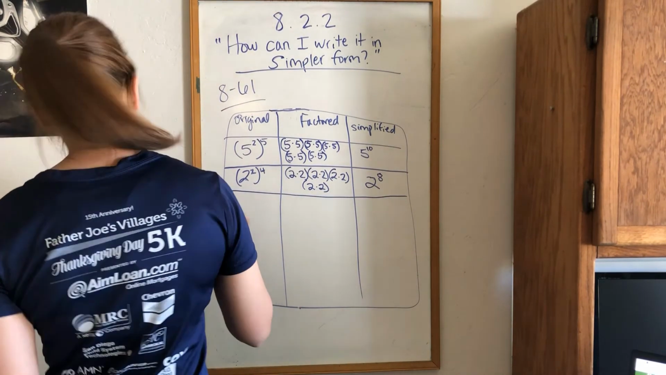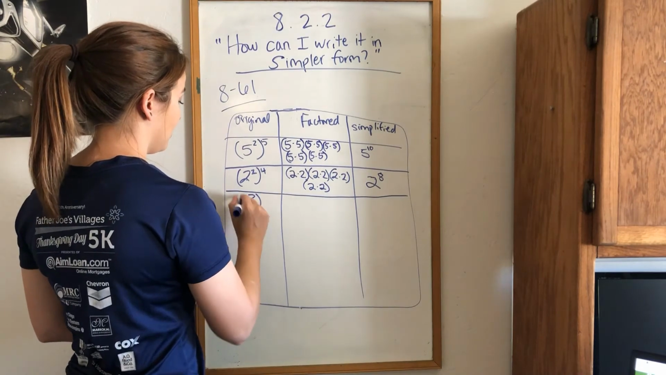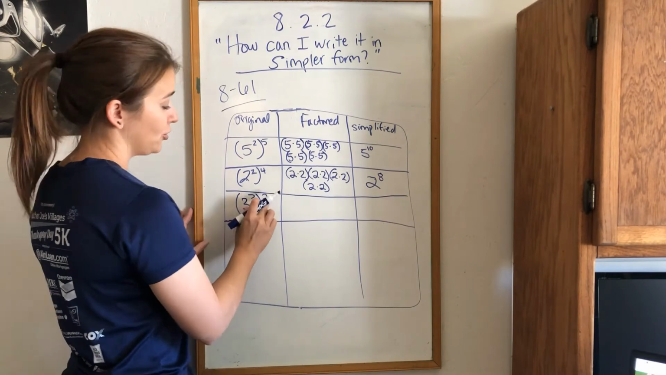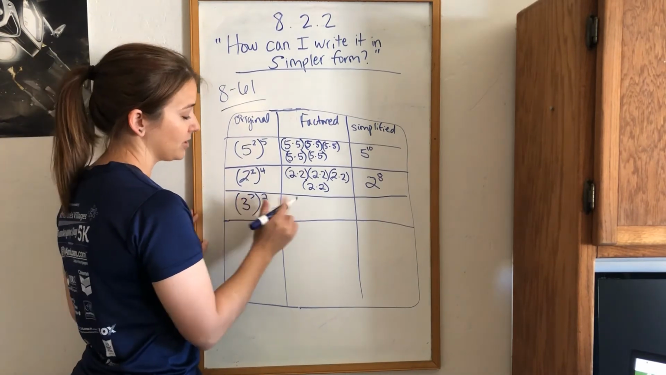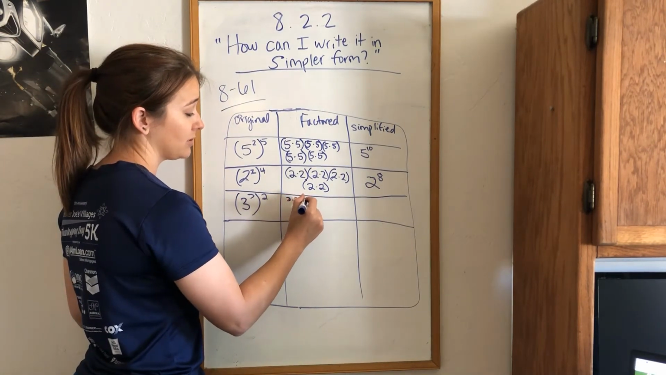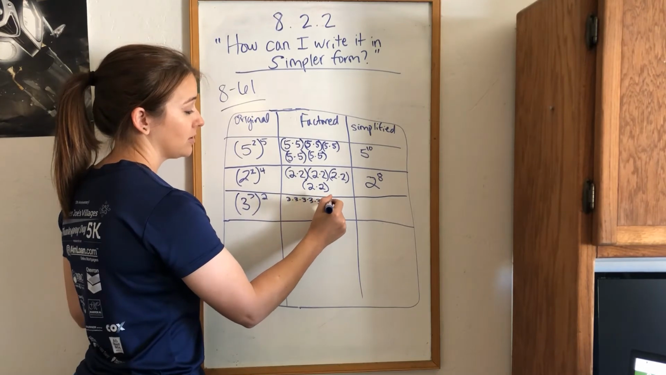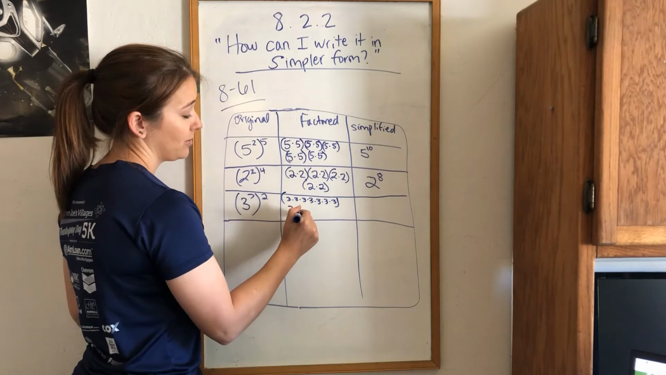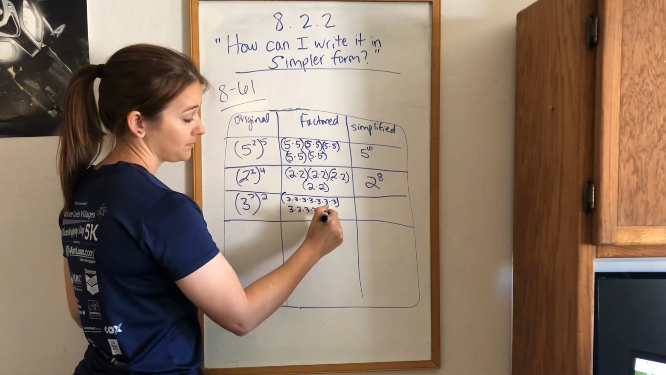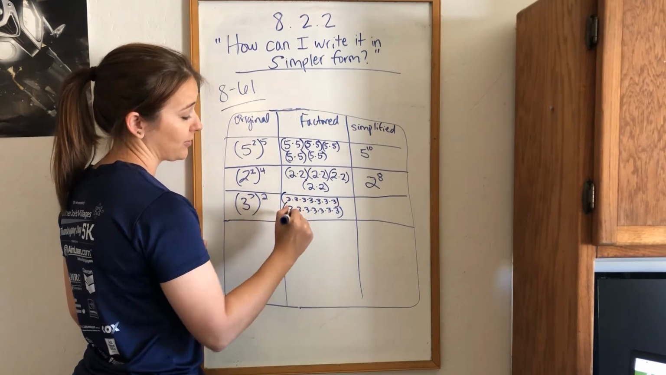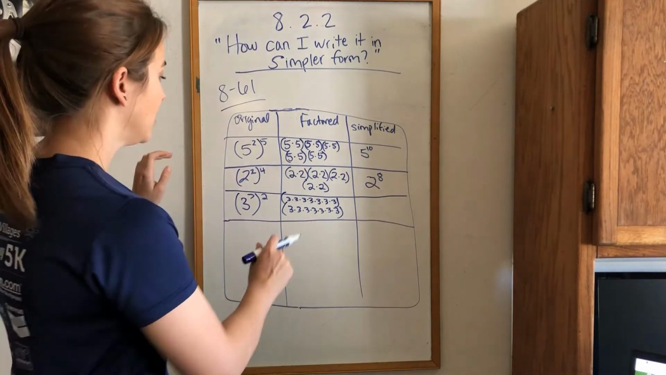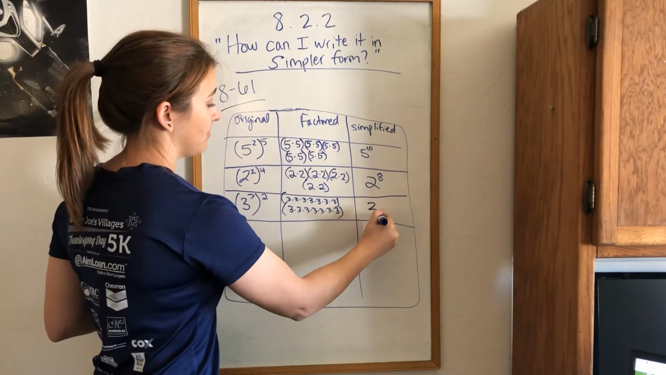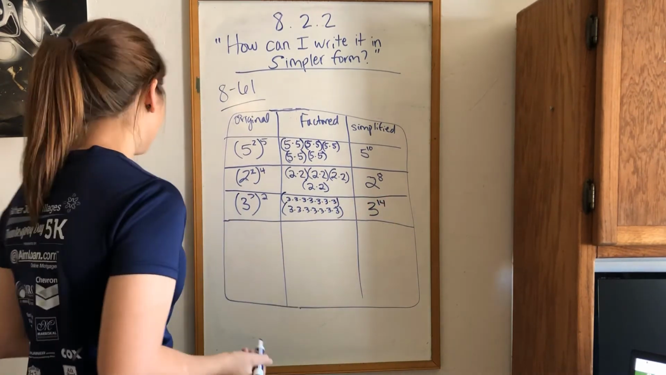Our next one says 3 to the 7th to the 2nd power. So I'm going to make 2 groups of 3 to the 7th, which is 3 times 3 times 3 times 3 times 3 times 3 times 3. 1, 2, 3, 4, 5, 6, 7. Let's get one more. You might already see the pattern of how to simplify these. So I'm going to count my 3's. I know there's 7 here, there's 7 here. 7 plus 7, 14. 3 to the 14th.